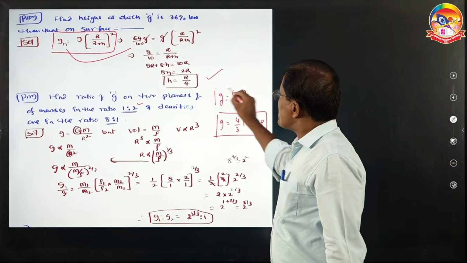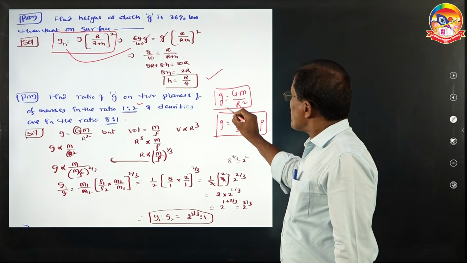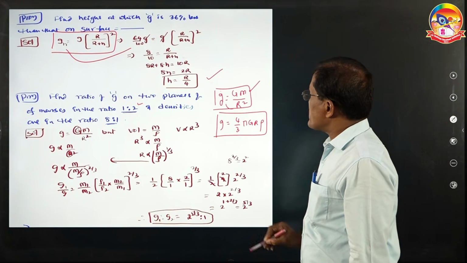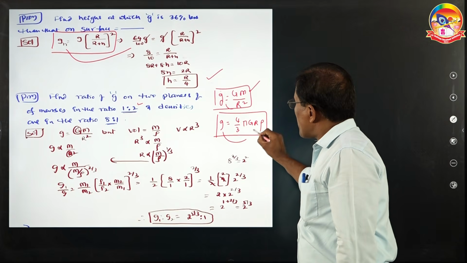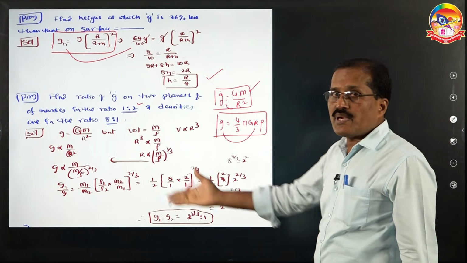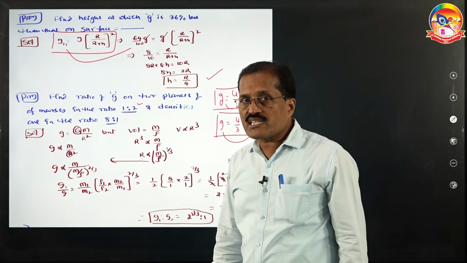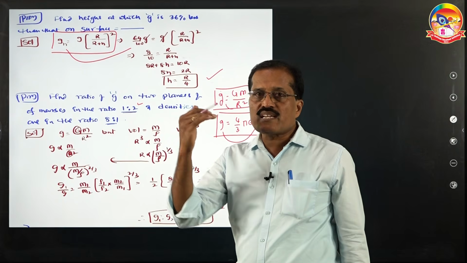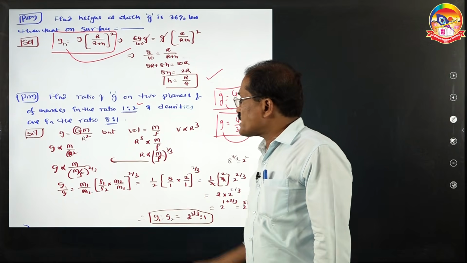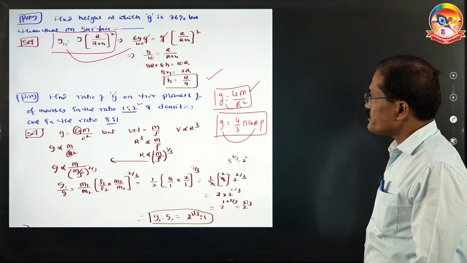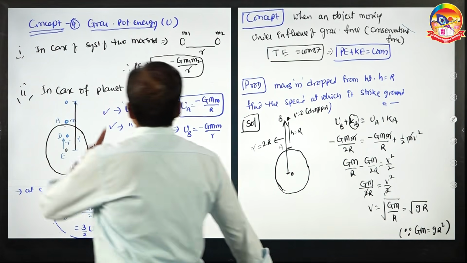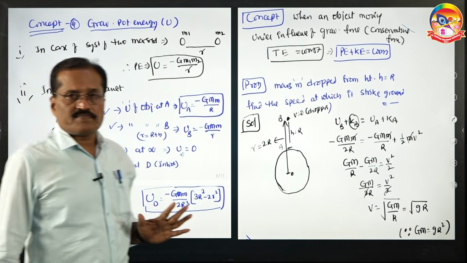G value on the surface is inversely proportional to r square provided M is constant. G is directly proportional to r provided the density is constant. Based on this concept, and since mass is also involved, you can compare how the g value changes on two different planets, substitute, and get it. Next, gravitational potential energy.